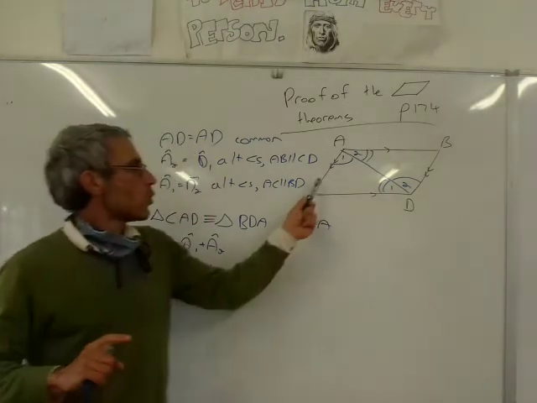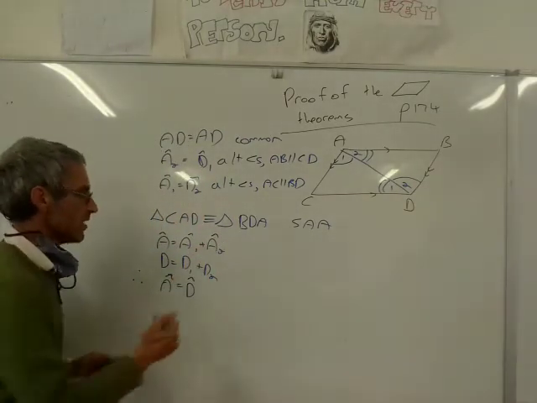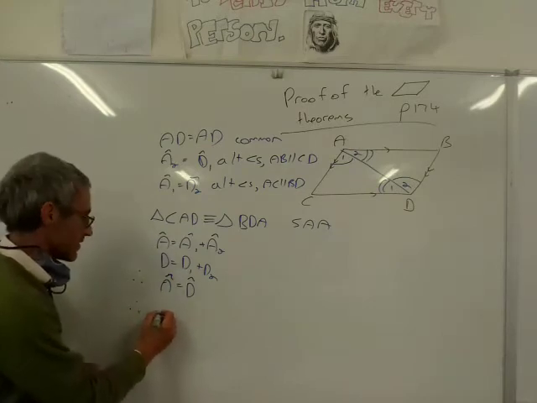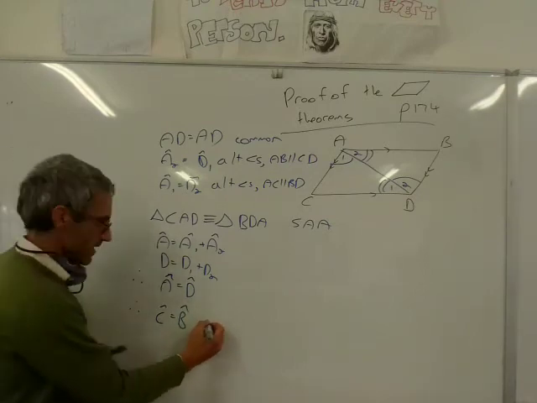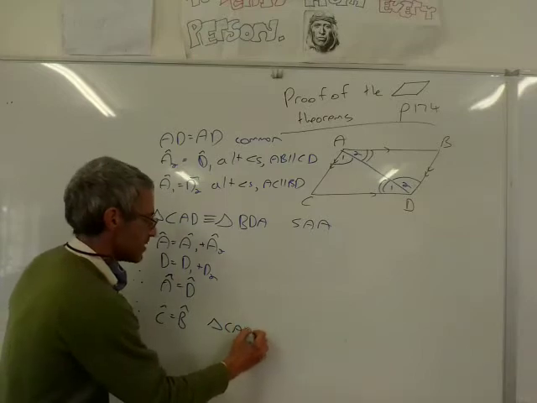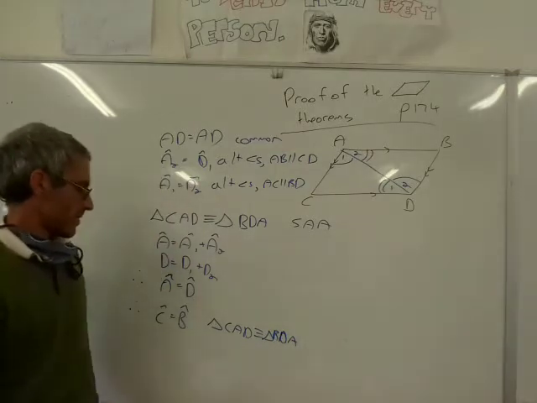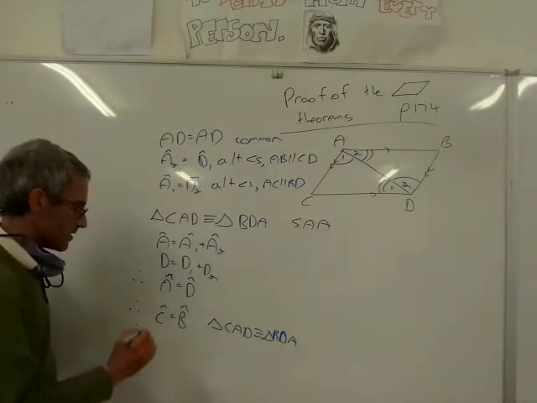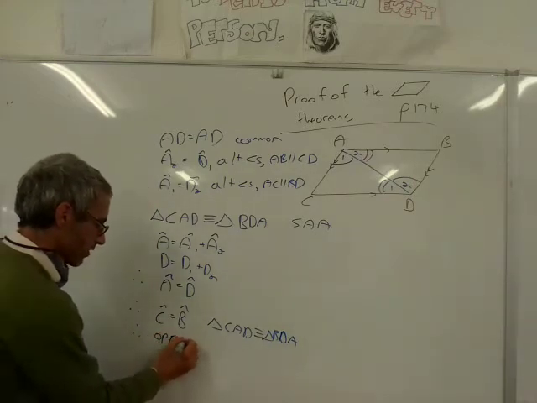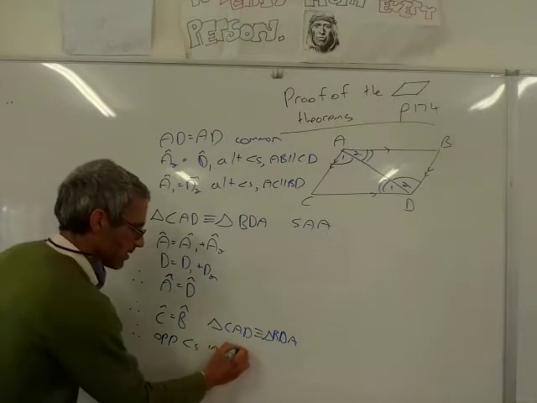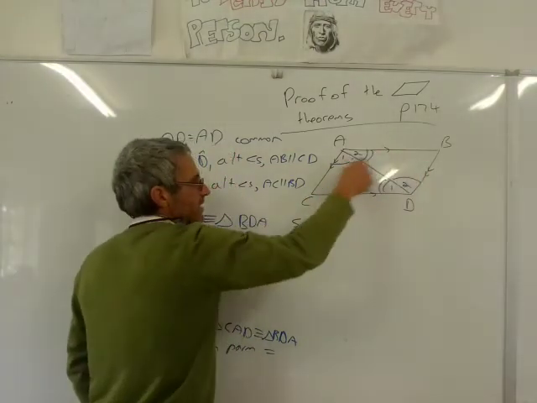But I also want to show that angle C is equal to angle B. And for that, I definitely needed the congruency. And then I can say that angle C is equal to angle B. Why? Because I need to rewrite that as a statement: triangle CAD congruent to triangle BDA. And therefore, what I proved is that opposite angles in a parallelogram are equal. I showed that that is equal to that, and that is equal to that.